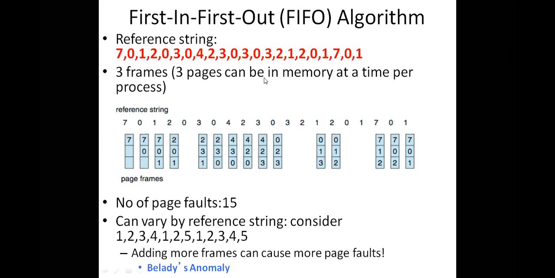That is the problem with first in, first out. Very important question, Belady's anomaly. Belady's anomaly means adding more frames causes more page faults, rather than reducing the number of page faults. Adding more frames will increase the number of page faults. So that is the problem with FIFO.